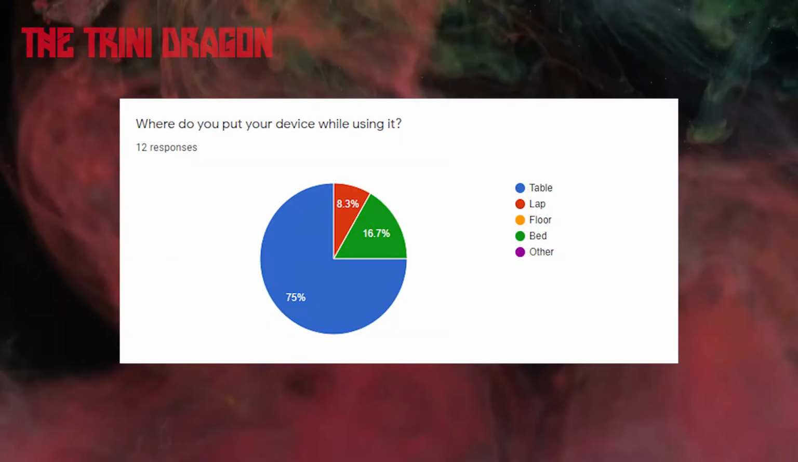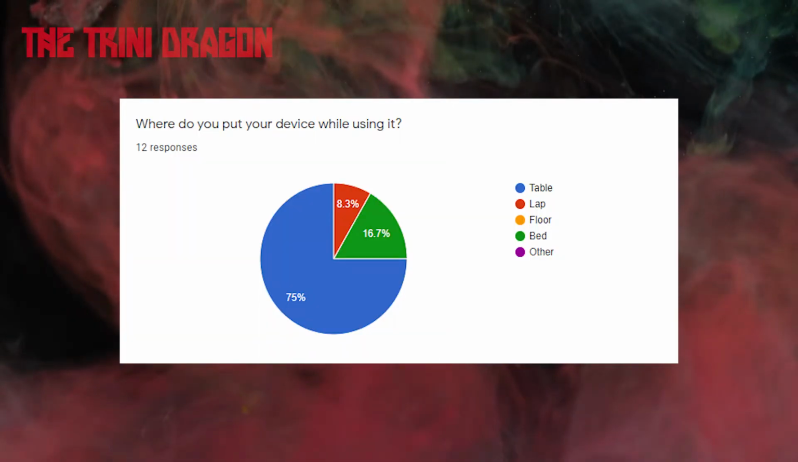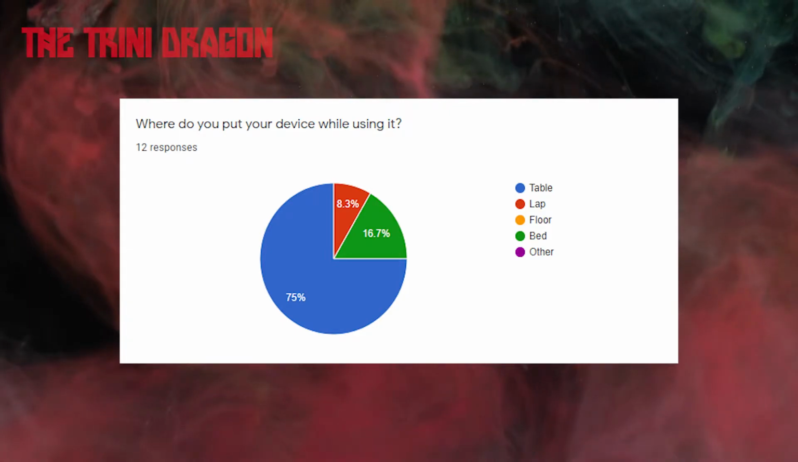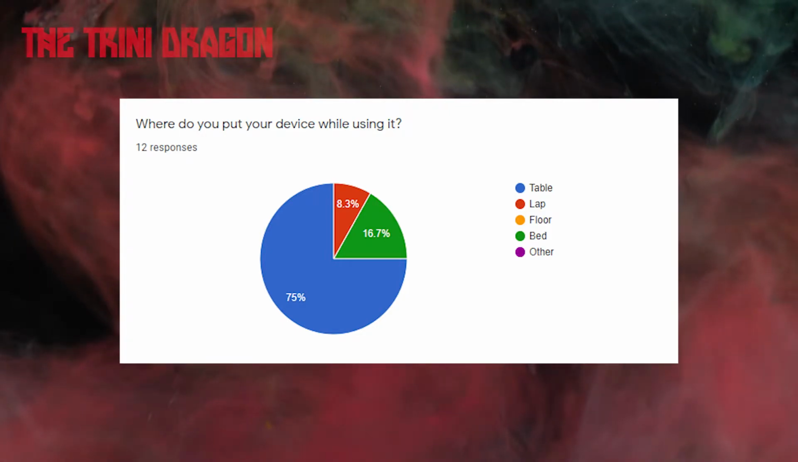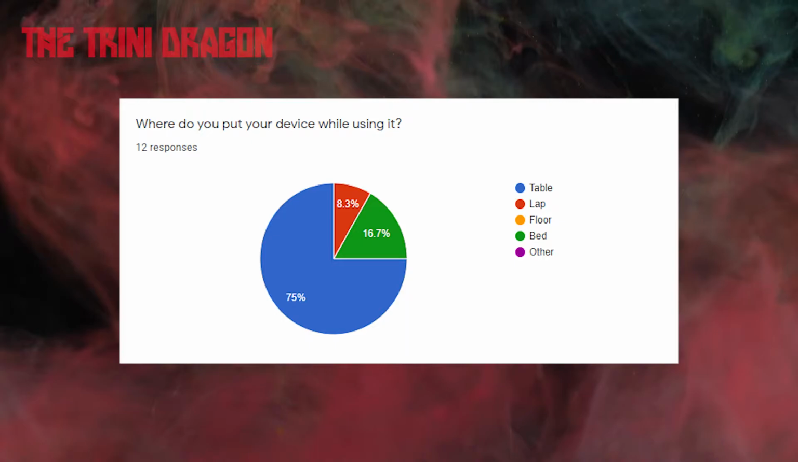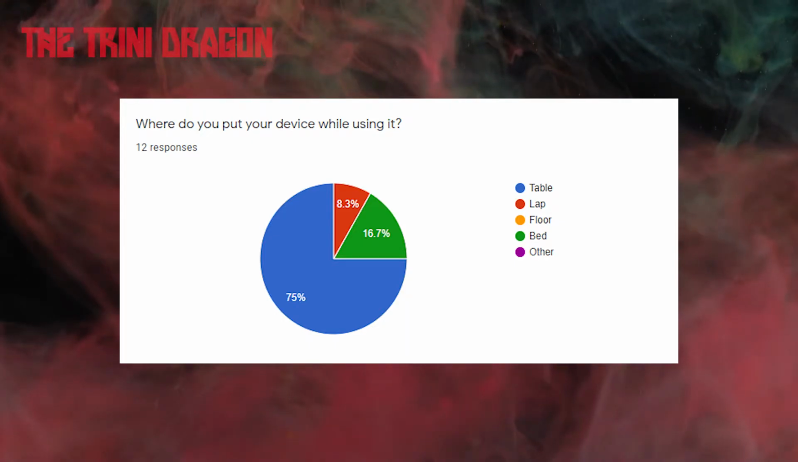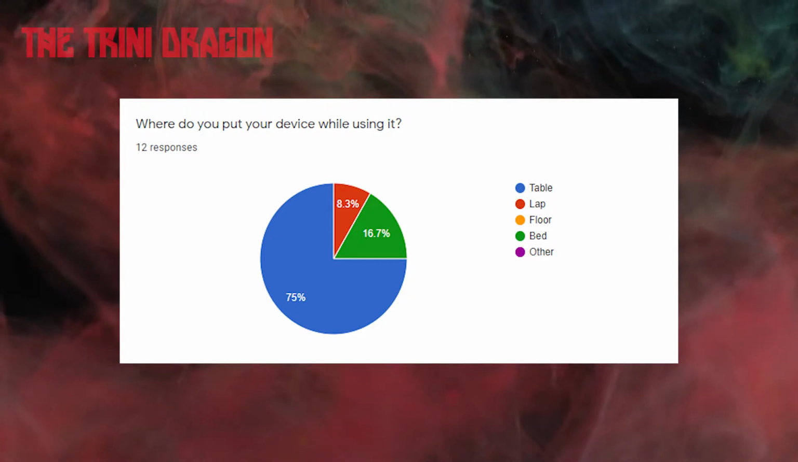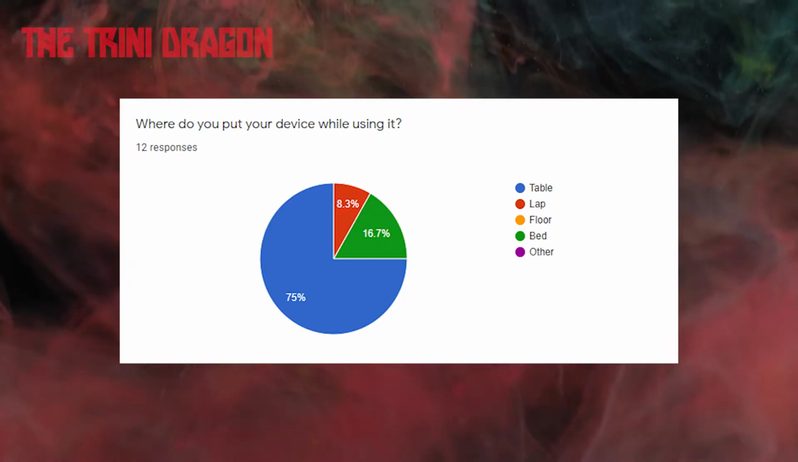For where students put their device when using it, 75% said a table, 8.3% said their lap, and 16.7% said their bed. This means that most people use their table most of the time, followed by their bed, and finally their lap being the least.